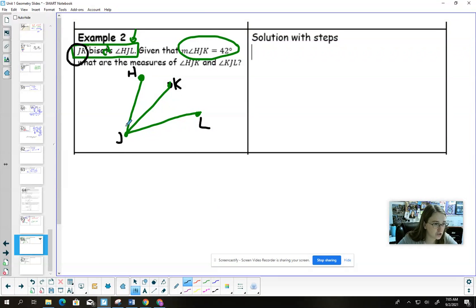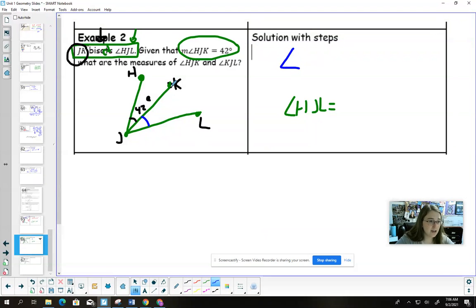H to J to K, this angle right here, is 42 degrees. So they've not given us the whole angle. They only gave us half, right? We know it's half because they tell us the word bisect. Bisect means cut in half. So this is half. I want you to tell me the measure of that angle. We also need the measure of the whole angle here, HJL. We need both of those things.